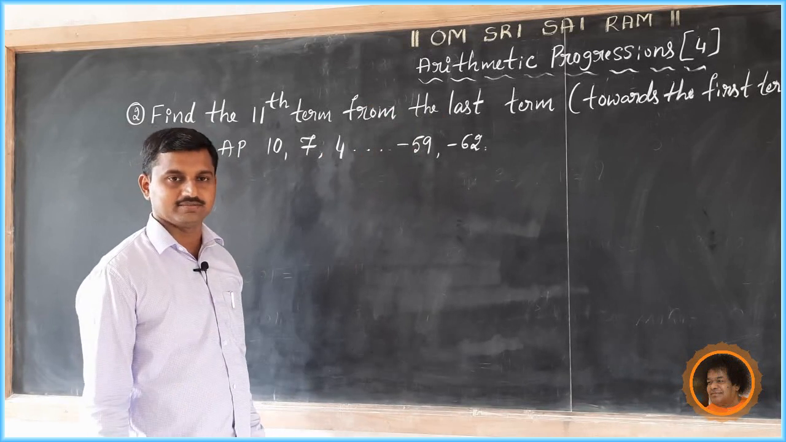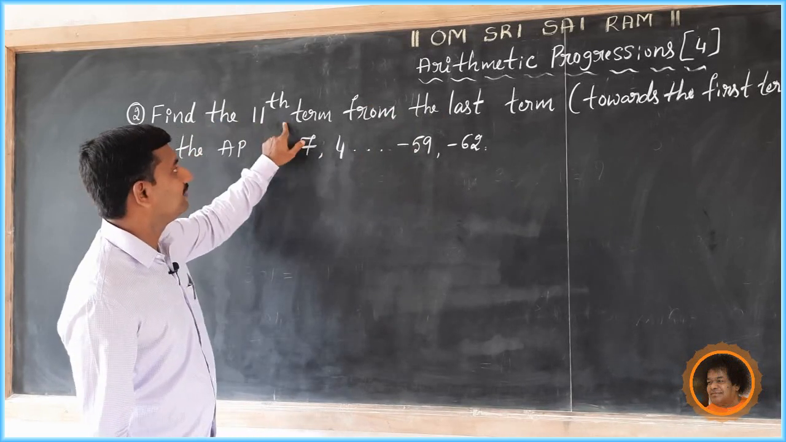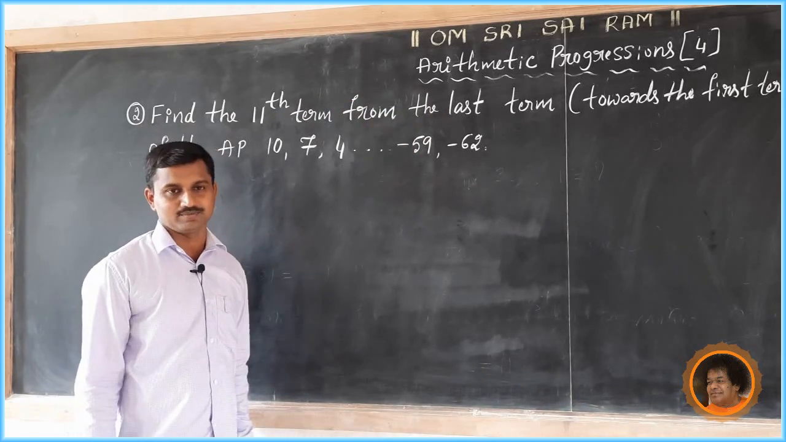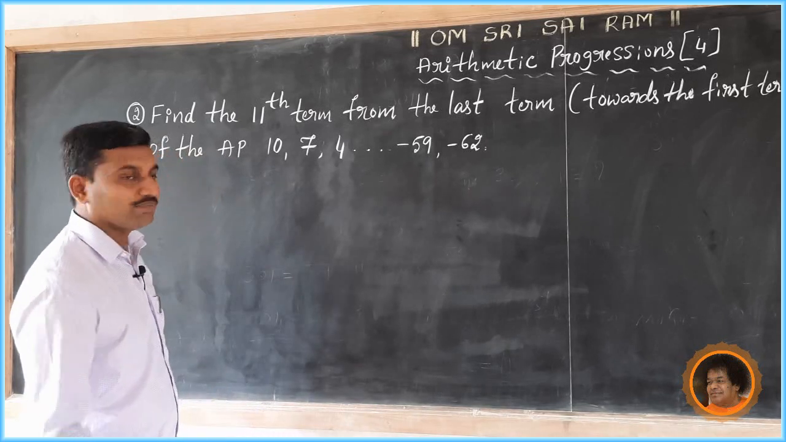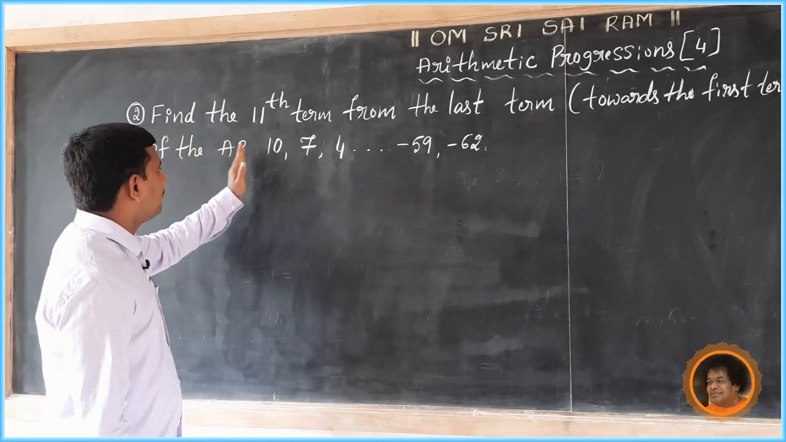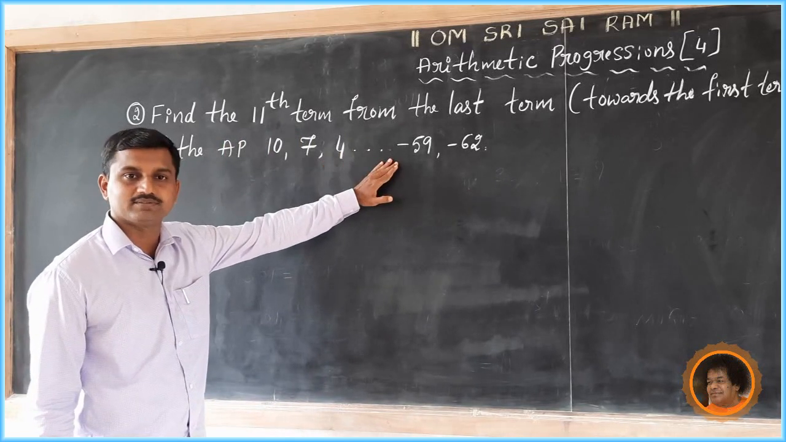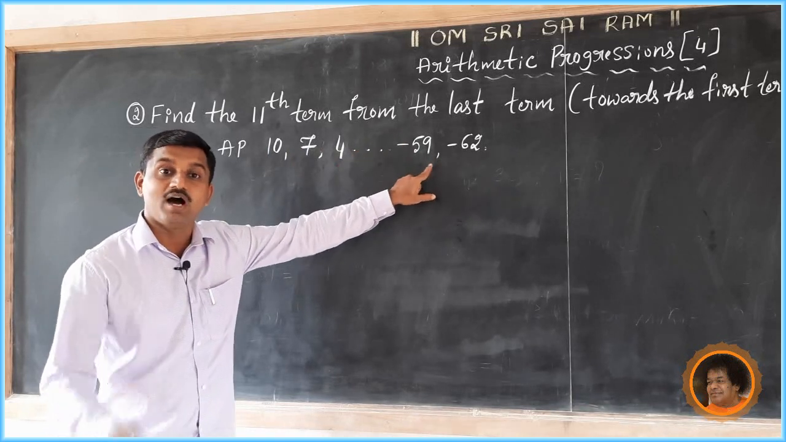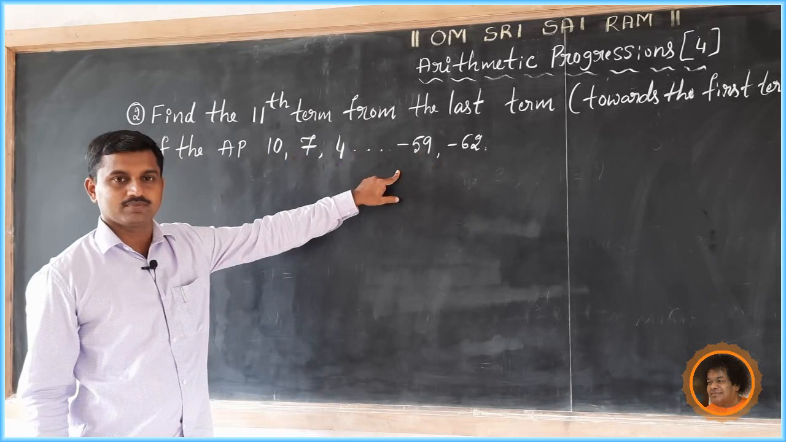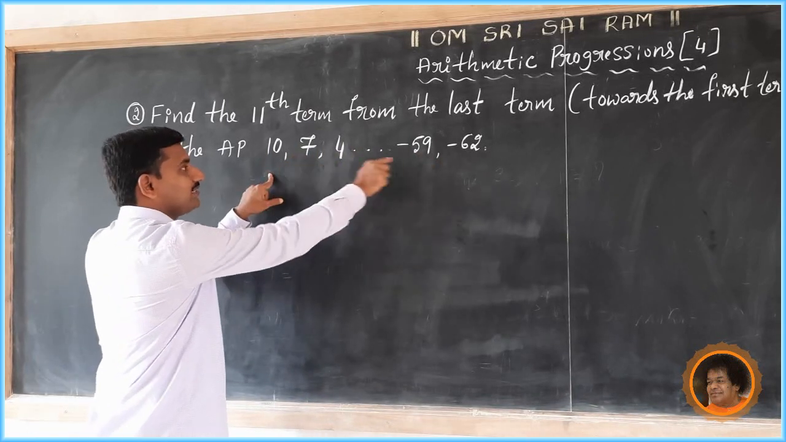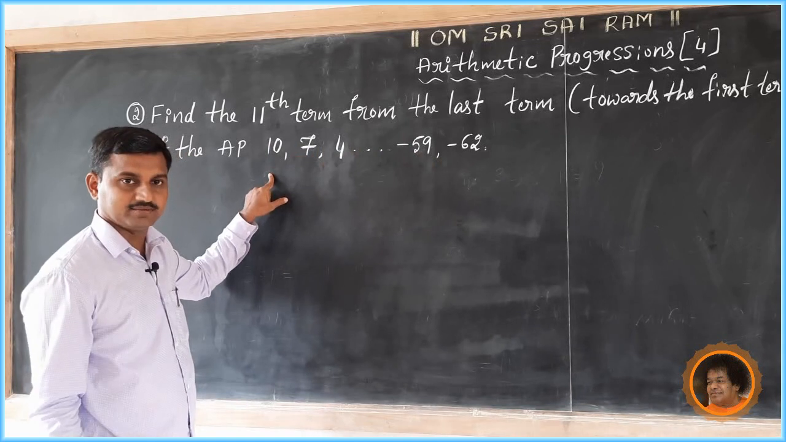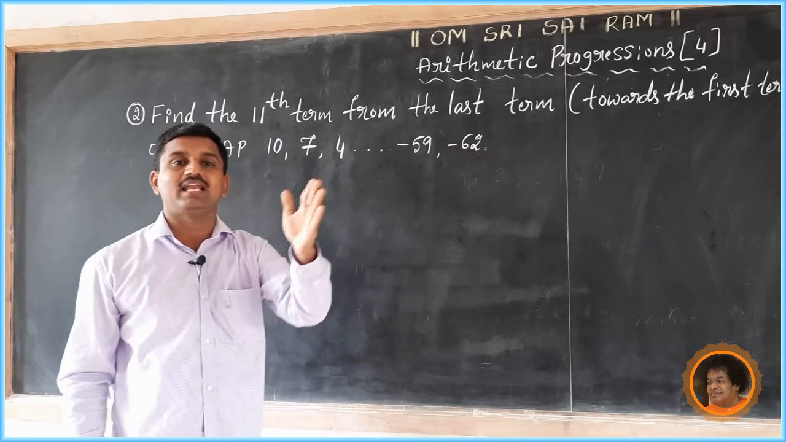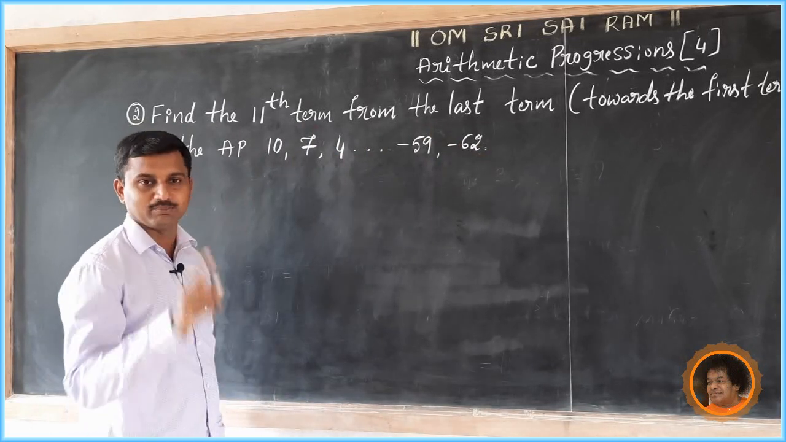Understand the question correctly. What is the question given? Find the 11th term from the last term. From the last term, how to find the number of terms? The first method is to find the number of terms in this list of numbers. You know that 10, 7, 4, and so on up to minus 62 are in AP, that is no doubt. Then find the number of terms in this AP. So this is the first method. Find the number of terms in this AP. Next find the 11th term from the last term. So that is one method.